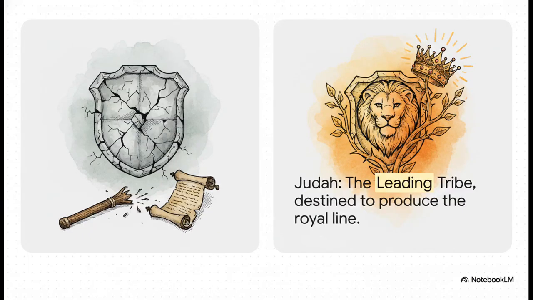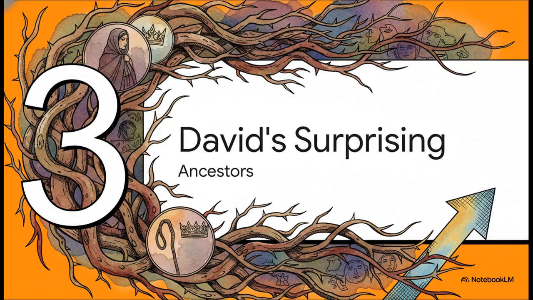Oh, this was so intentional. The chronicler flat out tells us that Reuben, the firstborn, lost his birthright. This moved Judah into the top spot as the leading tribe, and way more importantly, it made Judah the tribe that would produce the royal family. So by putting Judah first, the author is basically shouting from the very first page, pay attention, this whole story is about the kings.